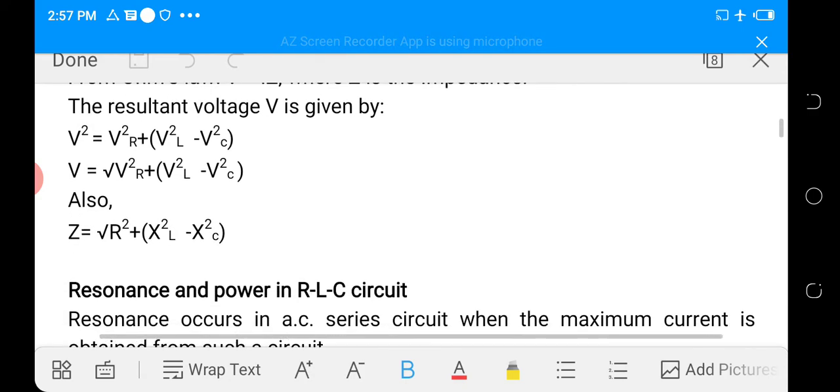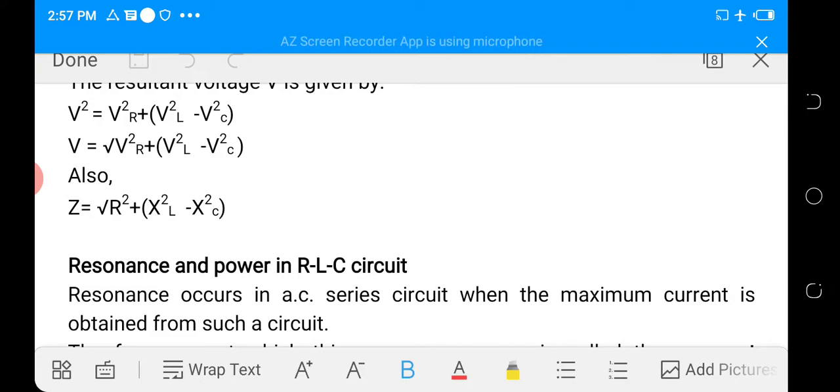Also, the impedance is given by Z is equal to the square root of R squared plus XL minus XC, squared, where Z is the impedance, R is the resistance, XL is the inductive reactance, and XC is the capacitive reactance. Also take note, XC can come before XL in the formula, depending on which one is greater. We shall look at how we can apply the formulae in solving questions later.